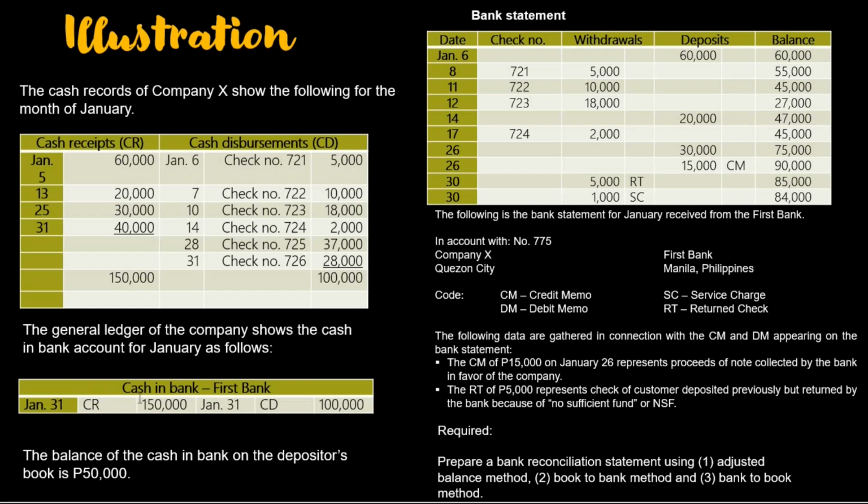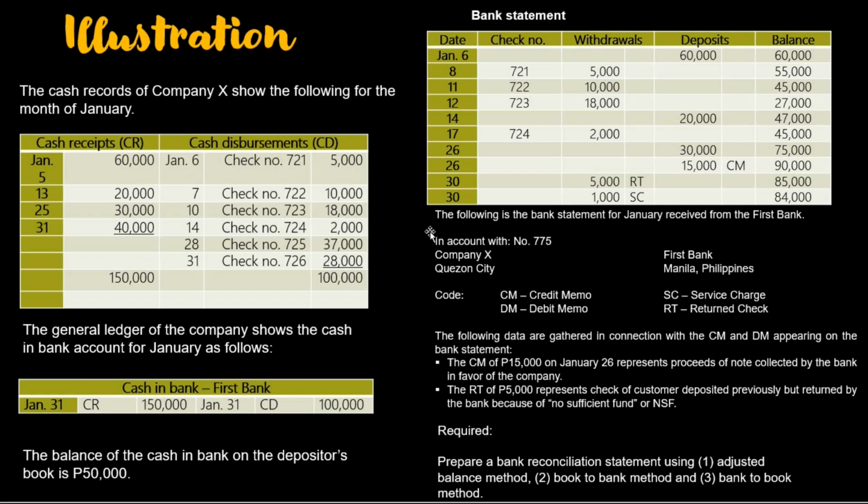So, we have a total cash receipts of 150,000. So, yung 150 dito, ito yung breakdown niya. Yung cash disbursement naman ay 100, yung breakdown niya ay ito naman. So, with that, of course, kung i-deduct natin yung 100,000 sa 150, ang balanse ng cash natin per book or per record ng company ay 50,000. That's 150 minus 100,000, so meron na tayong 50,000. Ito naman dito, these are information coming from the bank. So, ito naman yung nag-reflect sa bank statement niya.